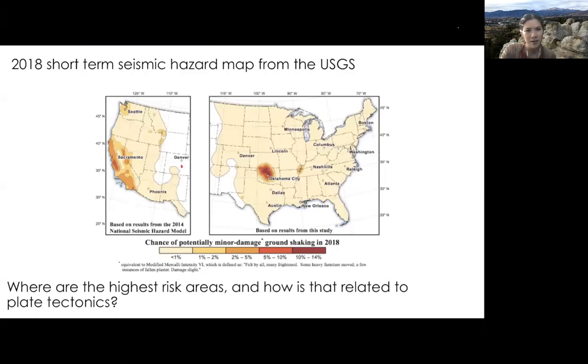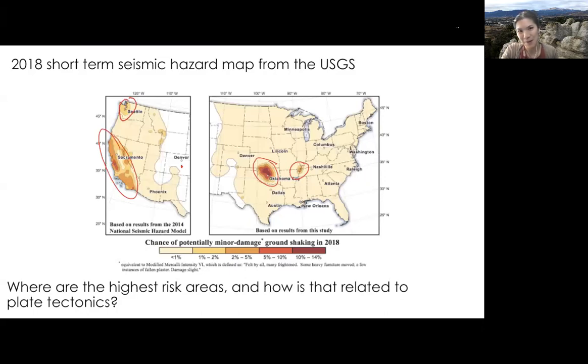There are some interesting patterns here. We see hotspots near Seattle, through California, in Oklahoma, and in this junction of Tennessee, Kentucky, and Missouri. Take a second and think about why there is elevated seismic risk in each of these areas. All right, if you think you've got some answers, let's proceed.